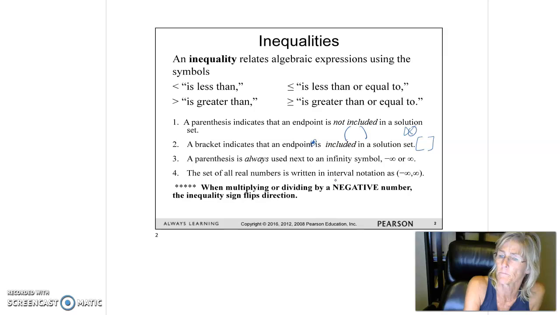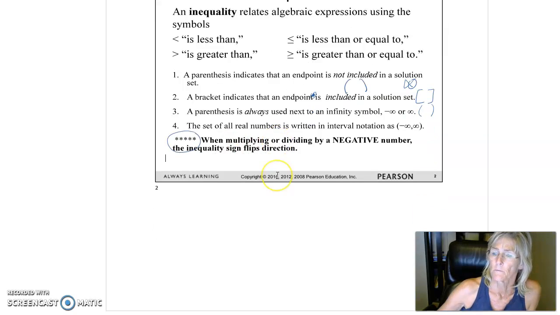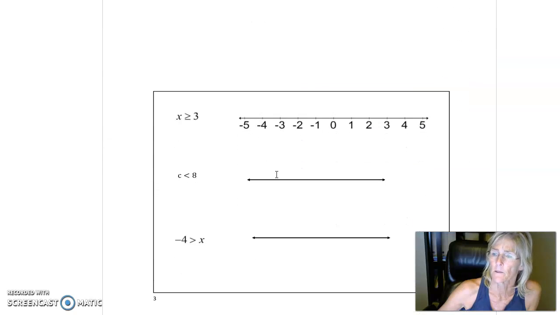You used to use those with a filled-in dot maybe on the graph, but we're not going to use that anymore. You always use parentheses when you're talking about negative infinity or infinity. And always the set of all real numbers from negative infinity all the way as far as you can go to positive infinity always has parentheses. What's really key is that when you multiply or divide anywhere in the equation, the inequality flips directions. All right, so we're going to try and combine all that into one.